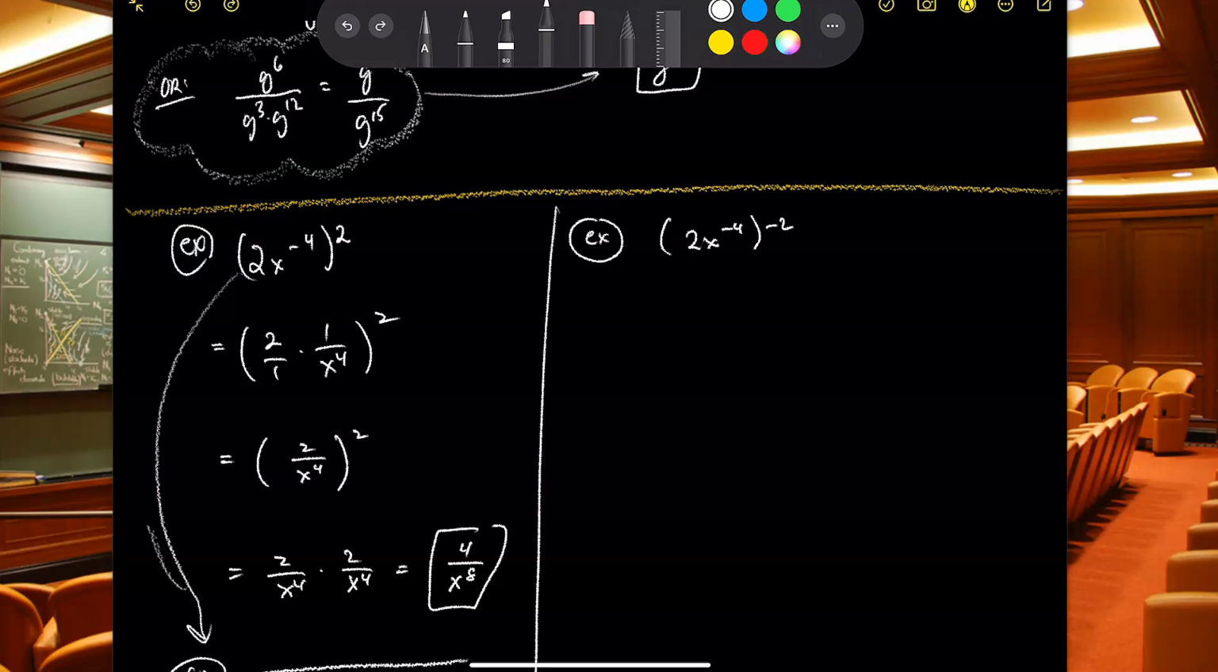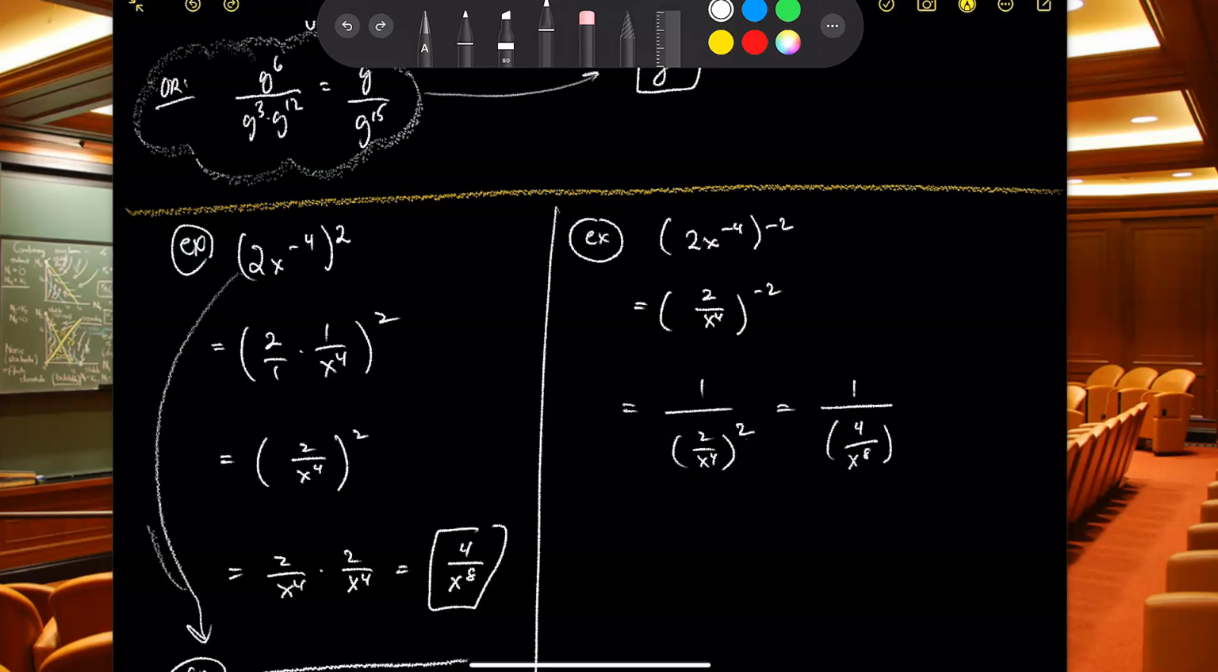So again, you could rewrite this as 2 over x to the 4th, all to the minus 2. And then what does raising something to the minus 2 mean? It really means taking what you have and dividing by it twice. So this becomes 1 over 2 over x to the 4th squared, right? Which becomes 1 over 4 over x to the 8th, if I simplified this guy here.